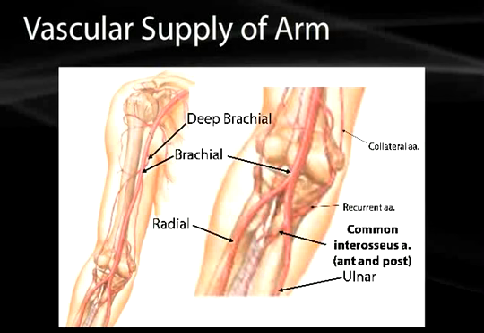Off of the ulnar, you can see here the common interosseous artery, which will then usually divide into an anterior and posterior interosseous artery.